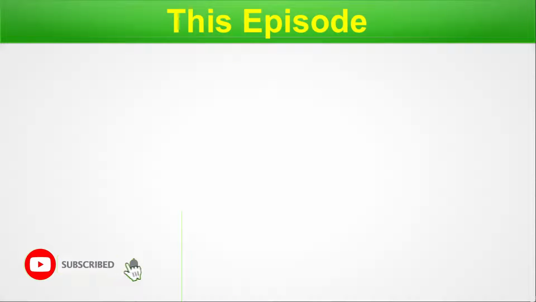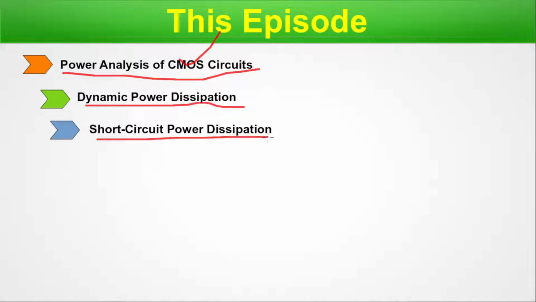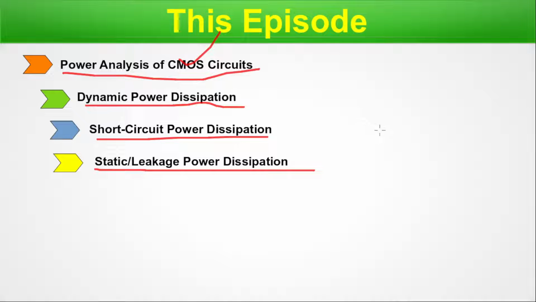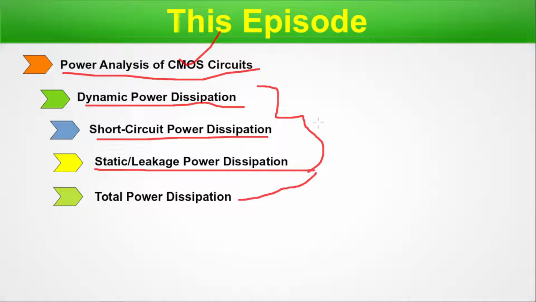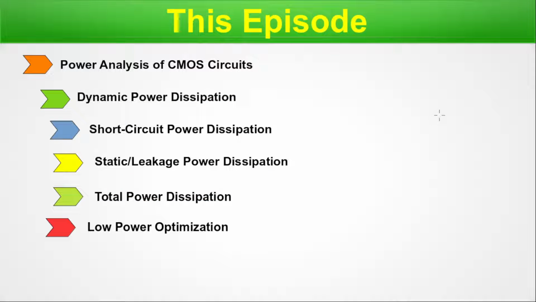Hey guys, welcome back to the computer screen. In today's episode, we are going to discuss the below points. Power analysis of CMOS circuits. Next, we will zoom into the different parts of it like the dynamic power dissipation, short circuit power dissipation, and static or leakage power dissipation. So first, we will focus on how the power is dissipated. And next, we will talk about total power dissipation, including all of this in consideration. Next, we'll talk about low power optimization.